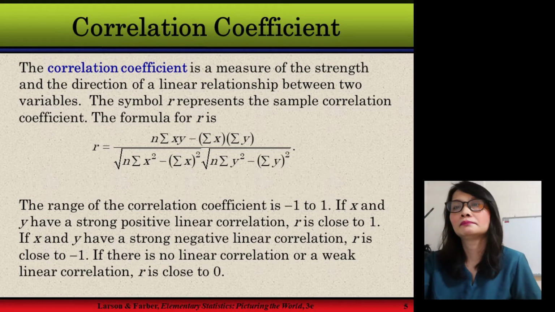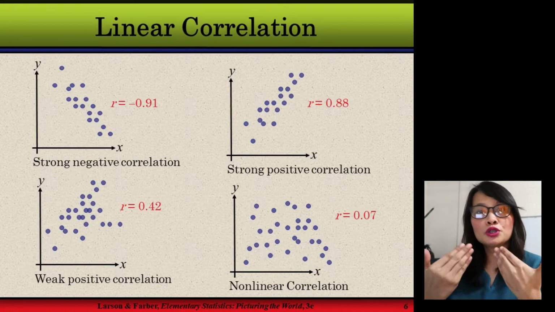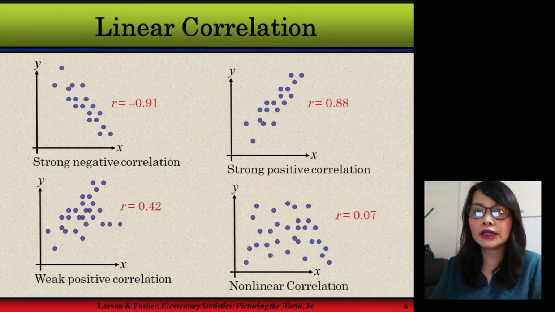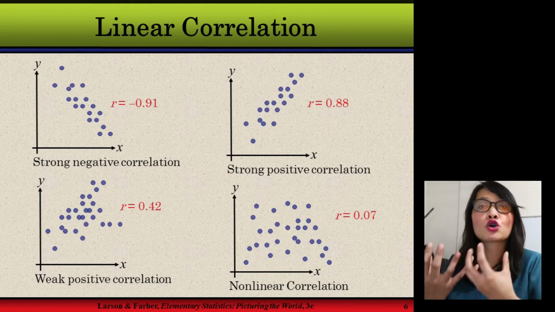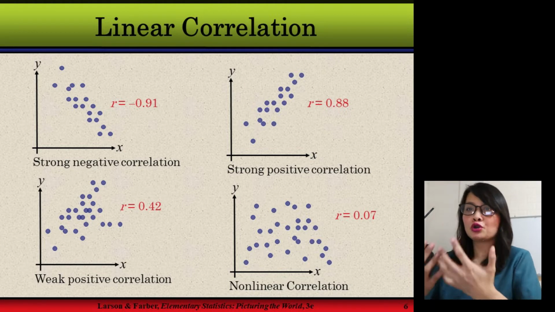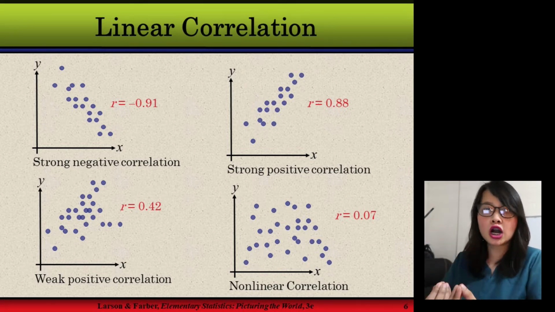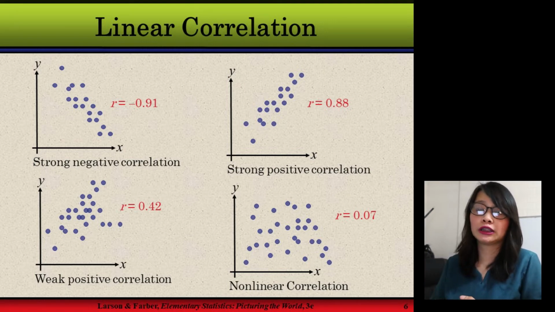So for example, this one. If the value of your R, when we say R, you're referring to the correlation coefficient, is equal to negative 0.91, then we can say that the relationship is a strong negative correlation of the two given variables. But if the value of your correlation coefficient, which is denoted by R, is equal to 0.88, can we say that it's a strong positive correlation?